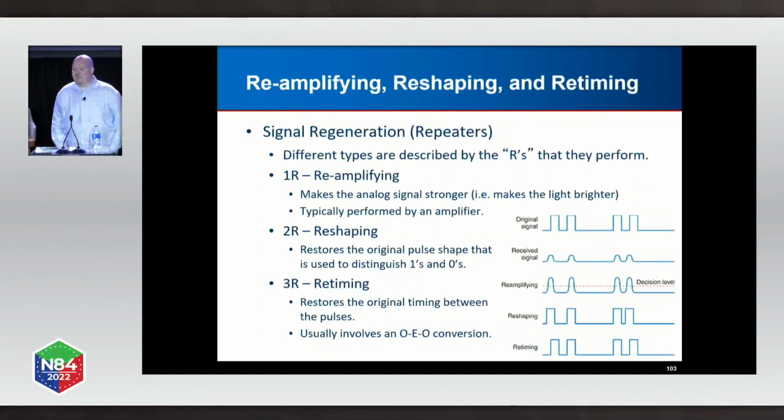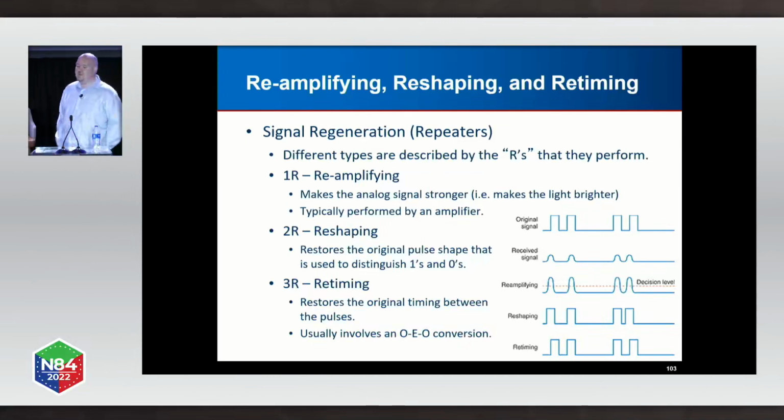Reamplifying, reshaping, and retiming. So signal regeneration with repeaters. This is described as the 3 R's, 1R, 2R, and 3R. So 1R is reamplifying. As you go through an EDFA, you make the signal brighter. Great, it's 100% optical. 2R is reshaping. So you're looking at this thing and you're trying to restore some of the original pulse shape, but you're not decoding it. Nothing fancy's happening. You're just trying to make the pulse look a little cleaner.